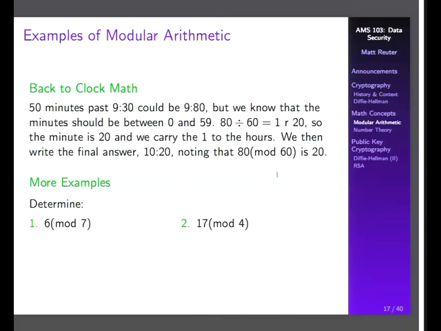And we can do a few more examples. So maybe take a moment and think about what 6 mod 7 might be, or 17 mod 4. And we'll talk about these in maybe 30 seconds or something.